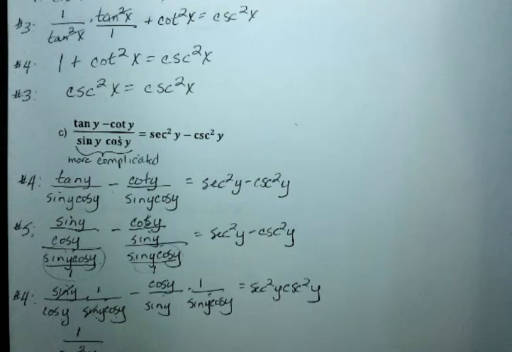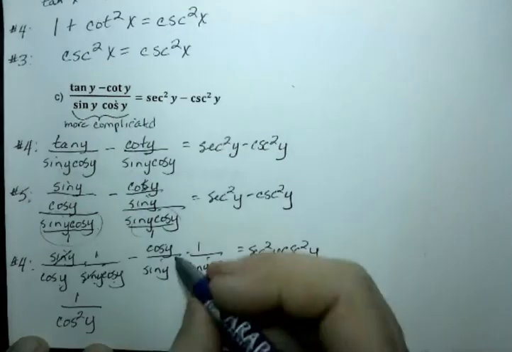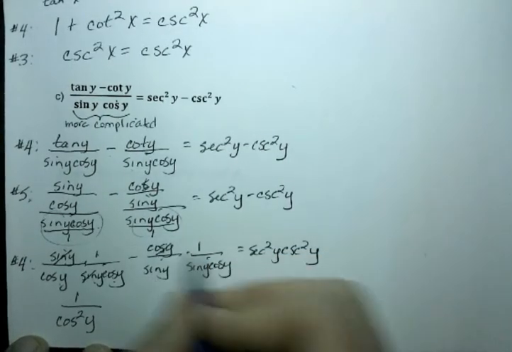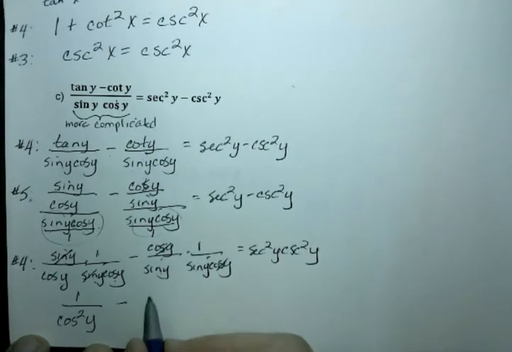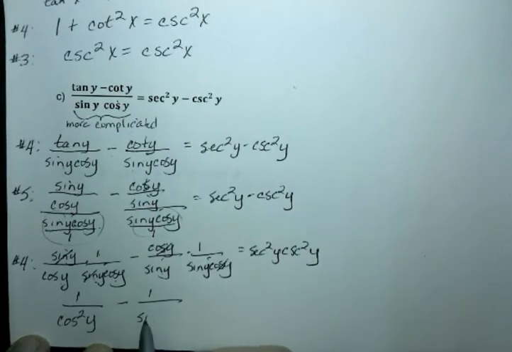Now I'm still simplifying. I've got a sine y on the top and the bottom of this one, so I can cancel those 2 out. Then what I have left is a 1 on the top and cosine y times cosine y on the bottom, that's the same as cosine squared y. Here I can cancel the cosine of y on the top and the bottom. What I'm left with is 1 over sine y times sine y. That would be the same as sine squared y.